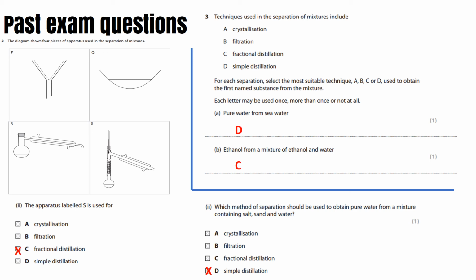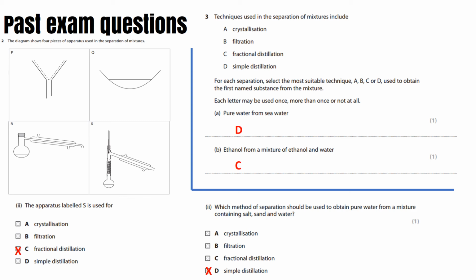B, ethanol from a mixture of ethanol and water. So we need to separate out ethanol from the mixture of ethanol and water. Again, I said it earlier, simple distillation is always seawater. Fractional distillation is always ethanol and water, alcohol and water. So it's C, fractional distillation.